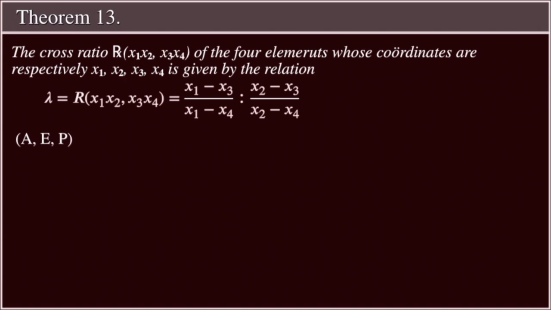Theorem 13. The cross ratio R(x1, x2, x3, x4) of the four elements whose coordinates are respectively x1, x2, x3, x4 is given by the relation lambda equals R(x1, x2, x3, x4) equals the quantity (x1 minus x3) divided by (x1 minus x4), over the quantity (x2 minus x3) divided by (x2 minus x4). Assumptions A, E, and P.